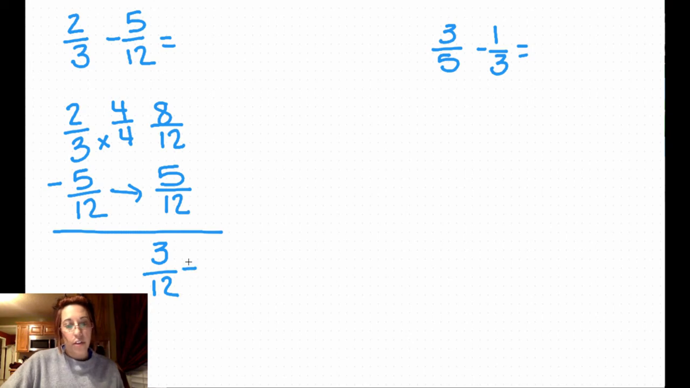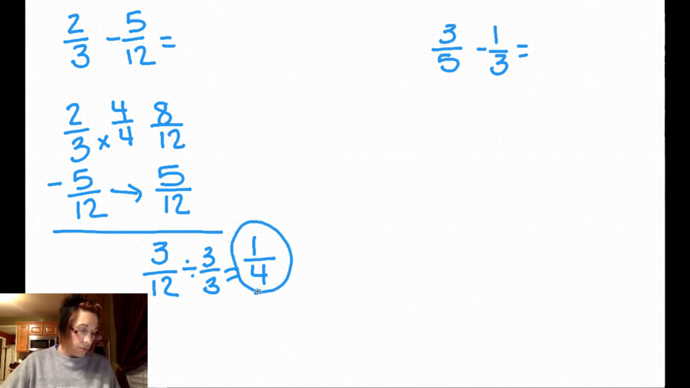3/12. 3 will go into 12. 3 divided by 3 is 1. 12 divided by 3 is 4. So our answer would be 1/4.